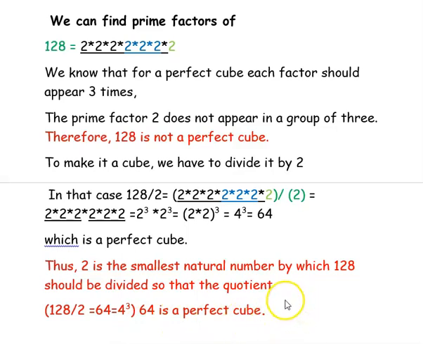Hope you have understood all the examples well: how to find whether the given number is a perfect cube number or not by the prime factorization method, and finding the smallest natural number by which the given number should be divided to make the number a perfect cube number.